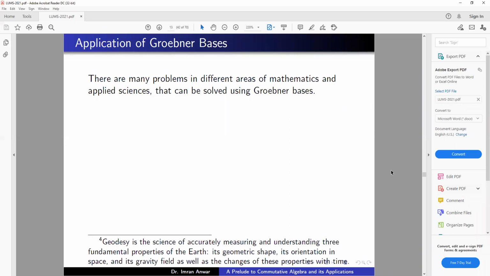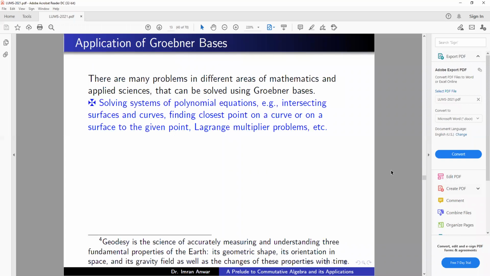And this Gröbner basis theory, and all the applications you have seen regarding linear algebra, are in fact applications of commutative algebra, along with solving linear systems and systems of polynomial equations. You come up with these kinds of systems when computing the intersection of surfaces and curves, finding the closest point on a curve or surface to a given point, or in Lagrange multiplier problems. So it means optimization problems also include these kinds of computation where Gröbner bases are very helpful.